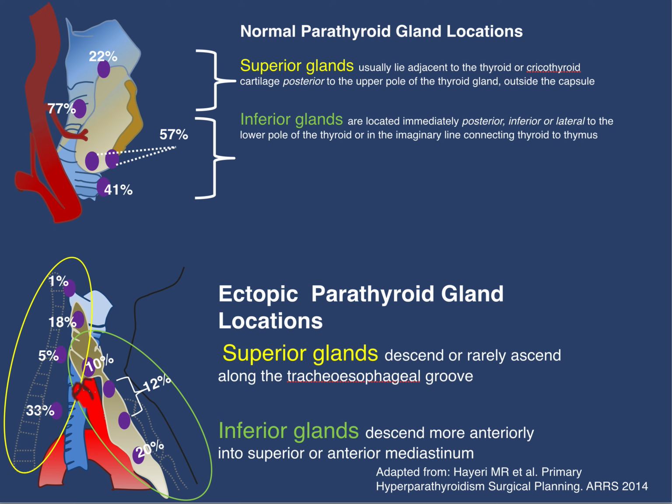Again, superior gland, tracheoesophageal groove. It is along the tracheoesophageal groove. The bigger it gets, the lower down it will be found. The inferior gland is much, much more superficial and tends to be most often located between the inferior portion of the thyroid gland and the thymus.